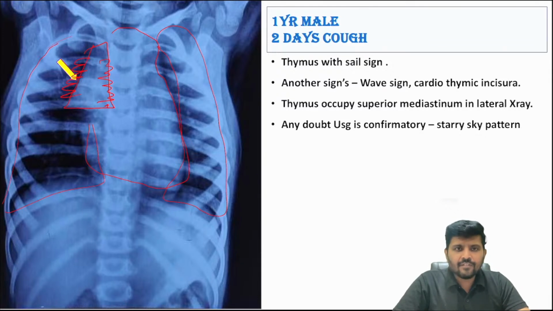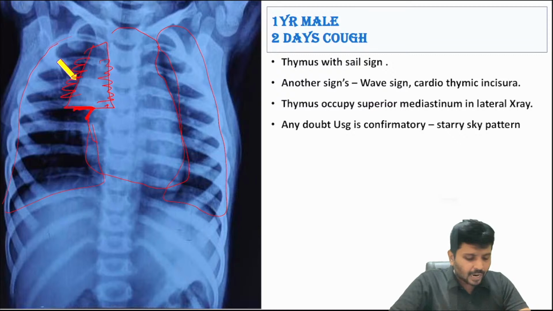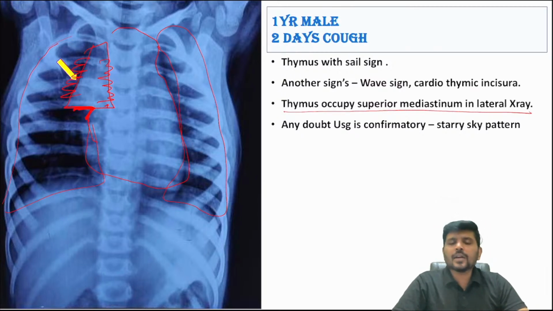Other things are wave sign, lobular margin, and the border of the thymus as well as the heart has an incisura. This triangular space between the thymus and the associated heart is called the incisura. Thymus usually occupies the superior mediastinum, but sometimes, particularly in children between 4 to 5 years of age, we often have a confusion whether it is thymus or hilar adenopathy.